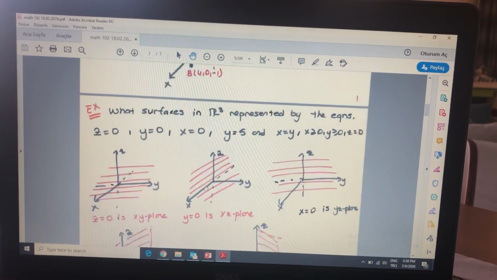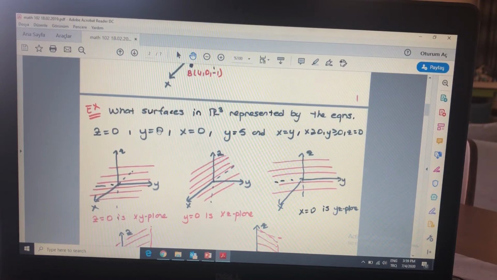And let's look at another example. What surface in R³ is represented by the equation z = 0? So if z = 0, what do you have? This is the z-axis. Think about that. You are looking for all points where z should be 0. So this will be the xy plane that is passing through z = 0 at the origin, right? So this is the xy plane.